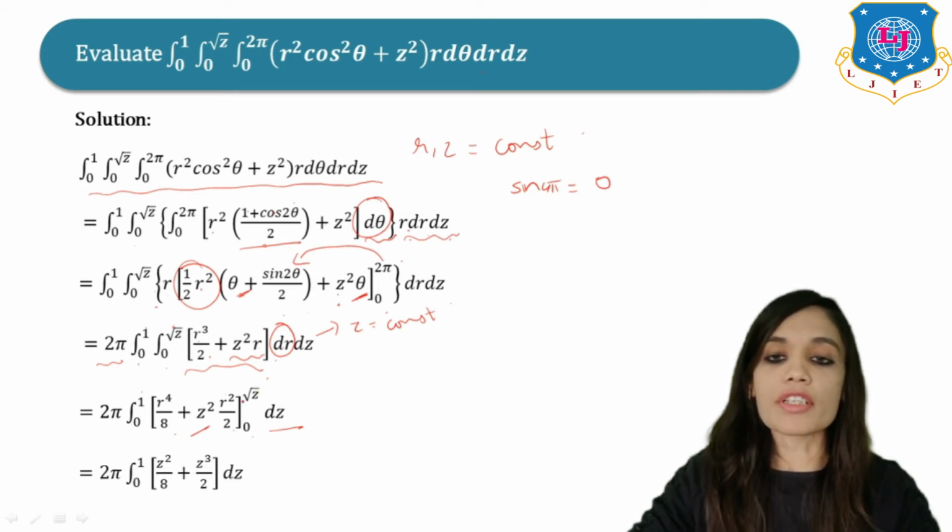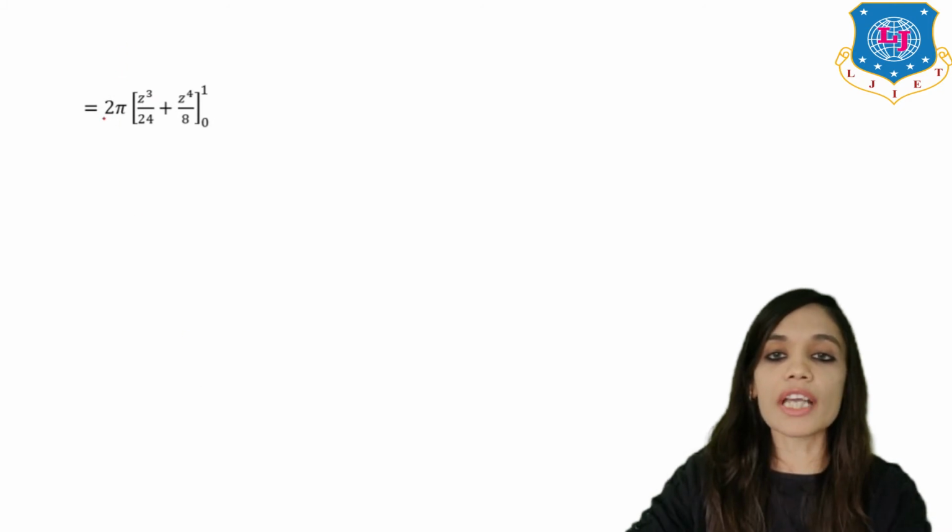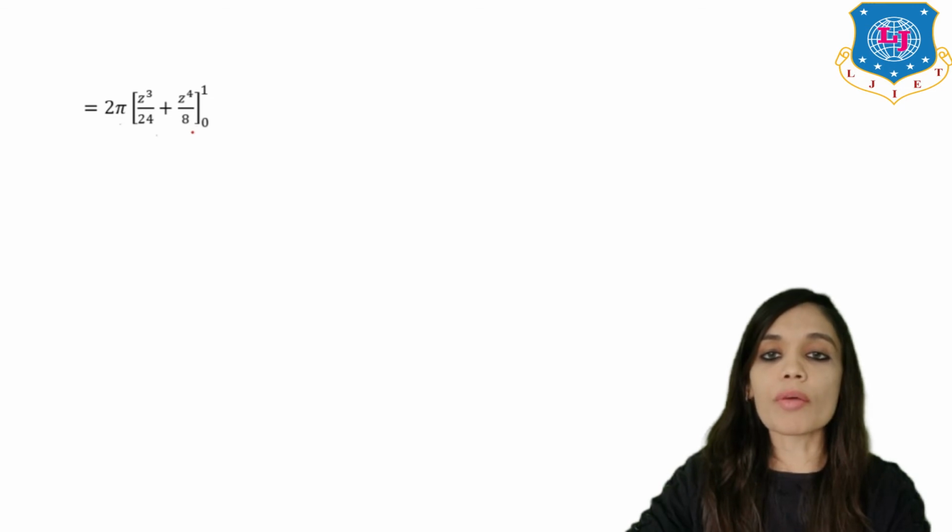Now let us put the limits first. So 2 pi and integration 0 to 1 dz will remain as it is. If you put root z, what you will get? z square upon 8 plus z cube by 2, right? Now if you put 0, the whole term will go to 0, okay? Now our last step is remaining, that is we have to integrate this term with respect to z, right? So on integrating you will get 2 pi times (z cube upon 24 plus z raised to 4 upon 8) and your limits are 0 to 1.